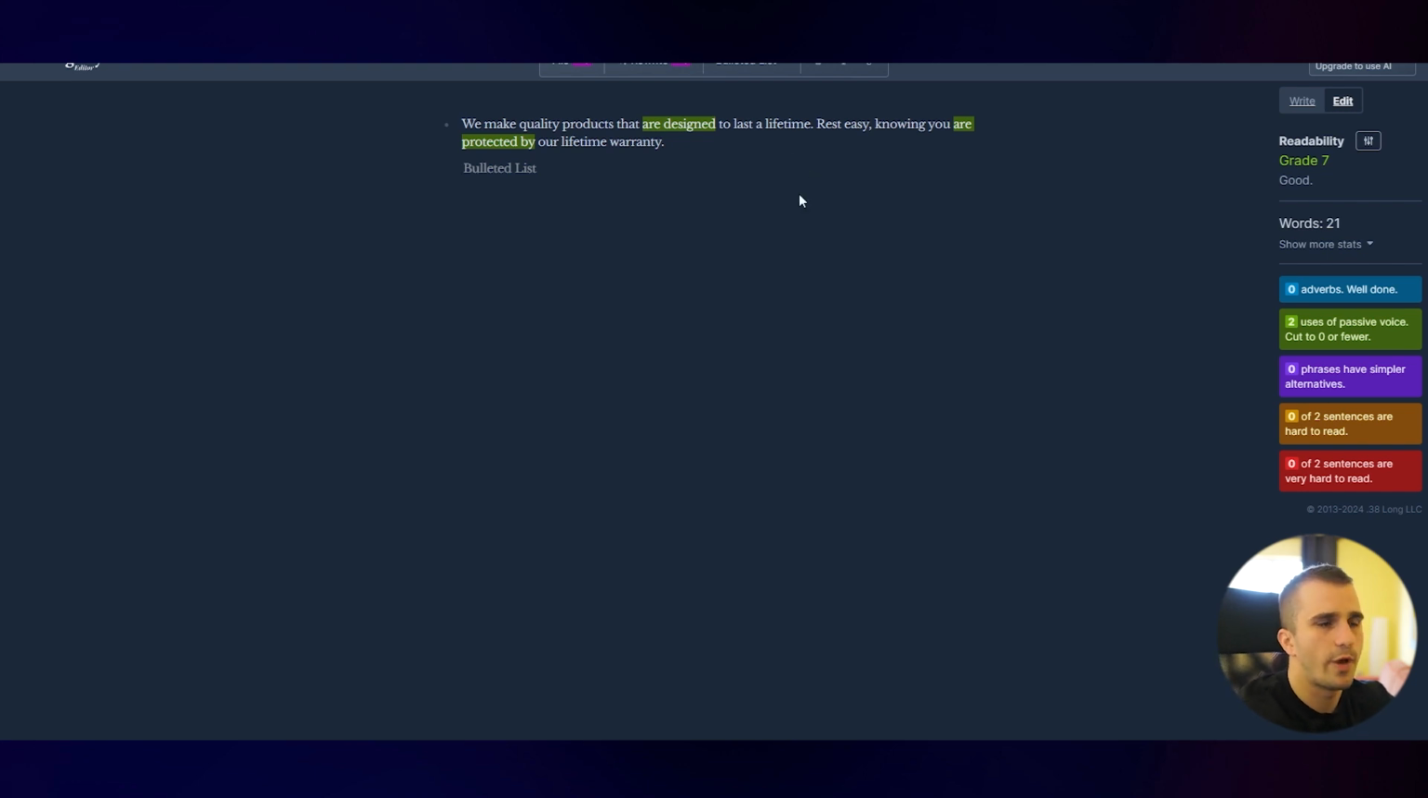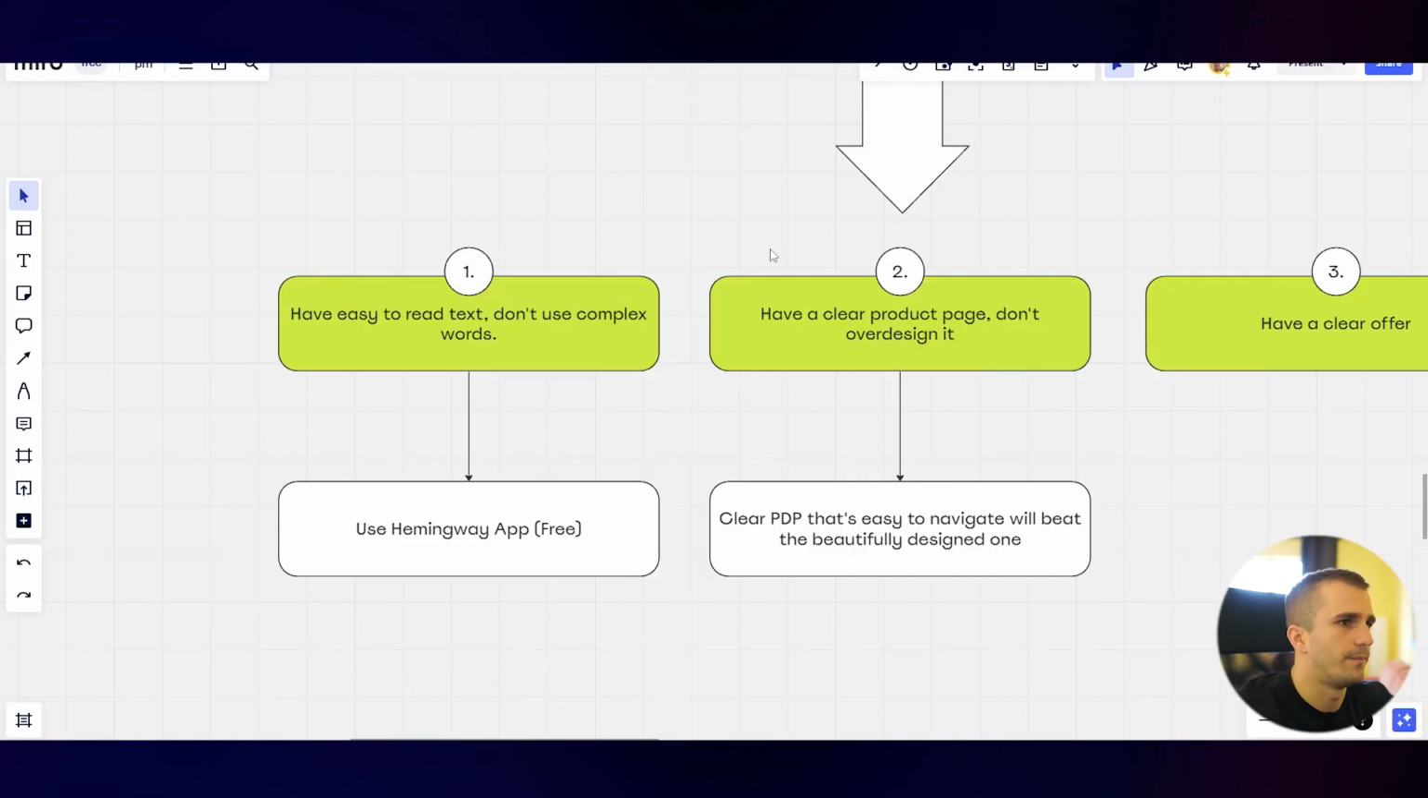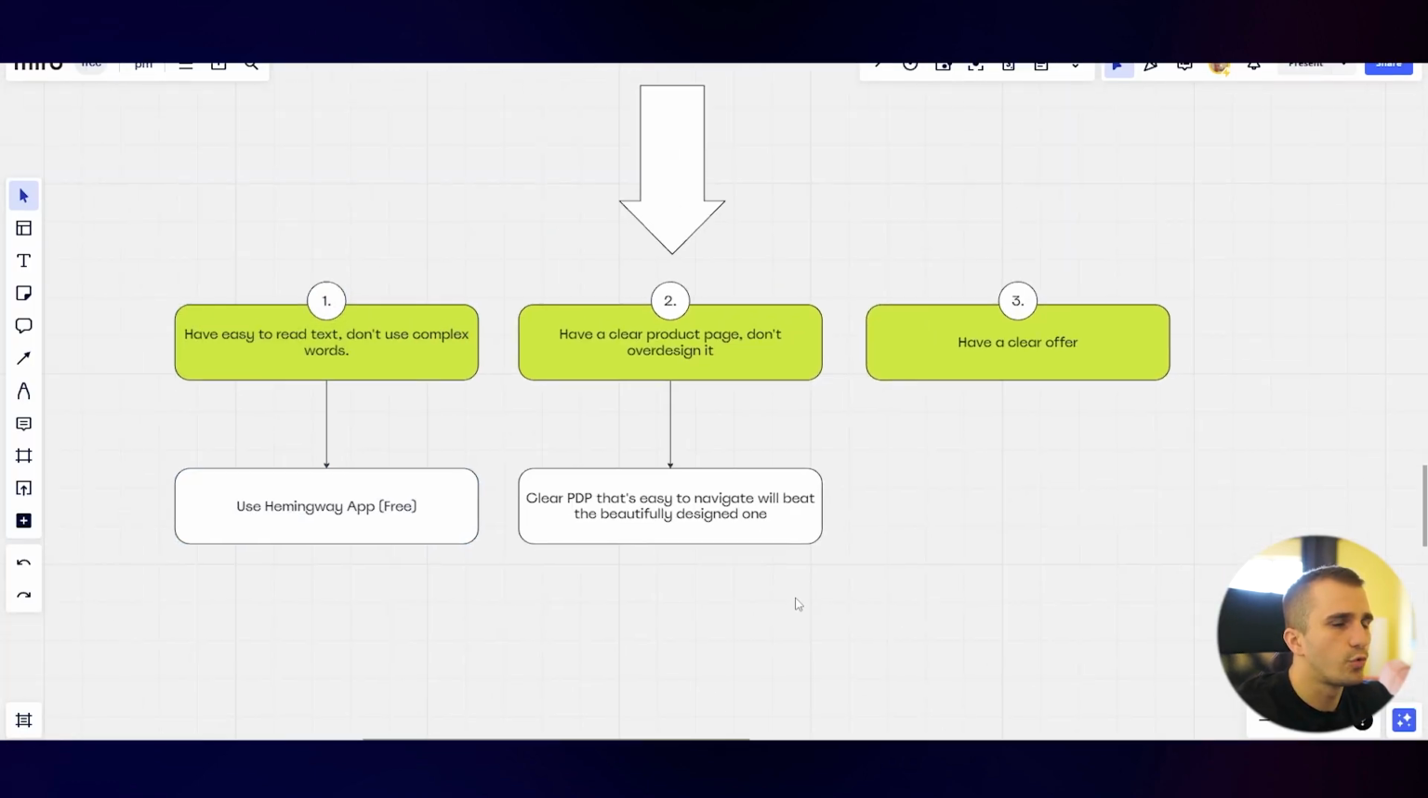If you start using very complex words, or your sentences are way too long, it will increase the readability level, and that way you know you should do something to make it easier to consume and easier to read, so your customers get to read what your product does, and that way you convert more of them. So that's the first thing you can do to increase your conversion rate regarding this. And the second thing is to have a clear product page. Don't over-design it. Just as I mentioned in some of the previous examples, optimize for clarity, then do the design, because a clear product page that's easy to navigate will beat a beautifully designed one anytime.